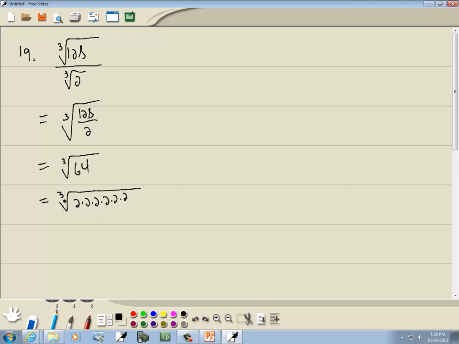Now our index is 3, which means we're looking for a set of 3 of something. Here's 3 2's. Those are going to come out as a single 2. And here's 3 2's. Those will come out as a single 2. Now when they come out, there's multiplication between them. Now there's nothing left inside of our radical, so it disappears, and 2 times 2 gives us 4.